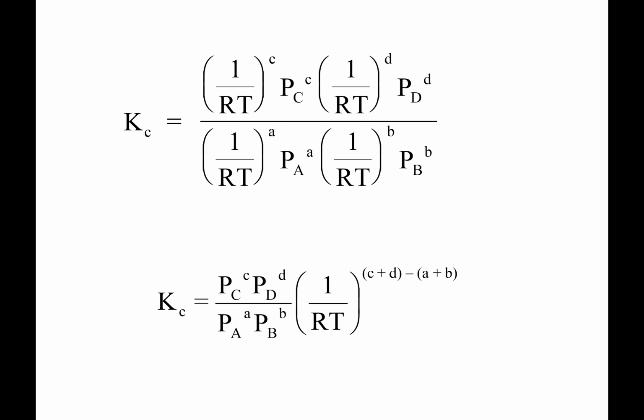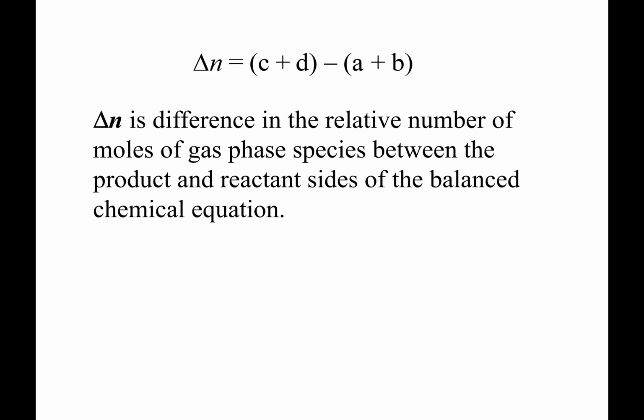So this right here, this power of 1 over RT, if I look at it, is what we can call the change in moles. Because these are stoichiometric coefficients, the C and the D and the A and the B. Okay? So if I define change in moles, it's always final minus initial. So it's whatever these end up, the sum of these, subtract the sum of those. That's what the power of 1 over RT is.